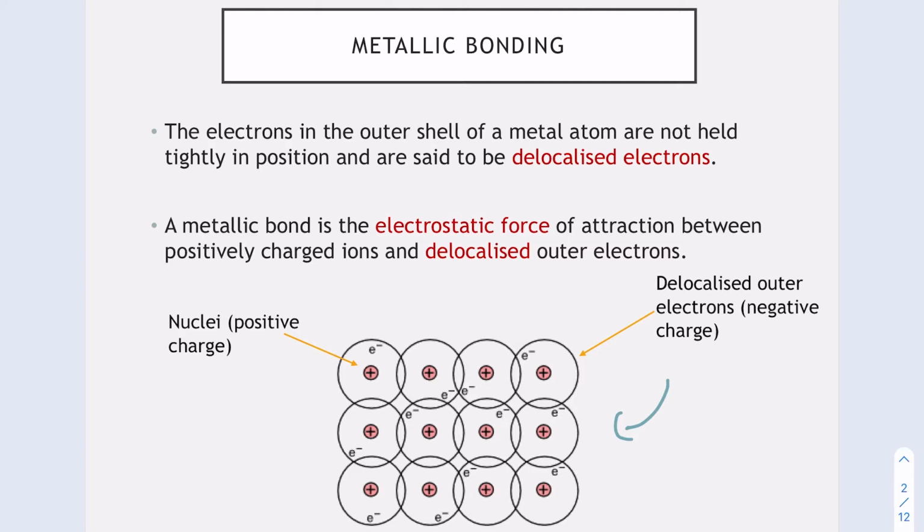And basically, the definition of a metallic bond is what I've got here. It's an electrostatic, so that means charges, force of attraction between a positively charged ion and delocalized outer electrons. Now in my little diagram, these little e's represent electrons, and they're supposed to be whizzing around the structure, just to indicate that they aren't stuck in place, that they can move all around really.